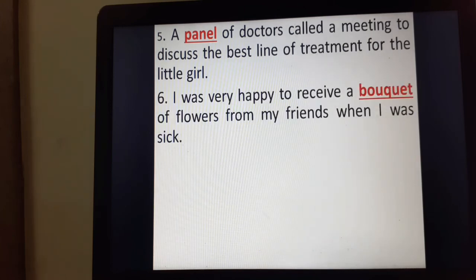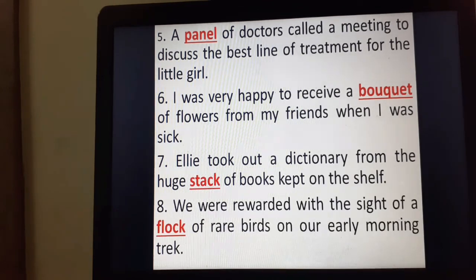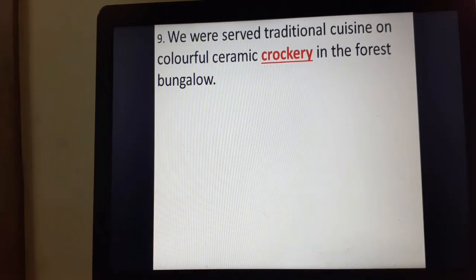I was very happy to receive a bouquet of flowers from my friends when I was sick. Ellie took out a dictionary from the huge stack of books kept on the shelf. We were rewarded with the sight of a flock of rare birds on our early morning trek. Flock. We were served traditional cuisine on the colorful ceramic crockery in the forest bungalow.